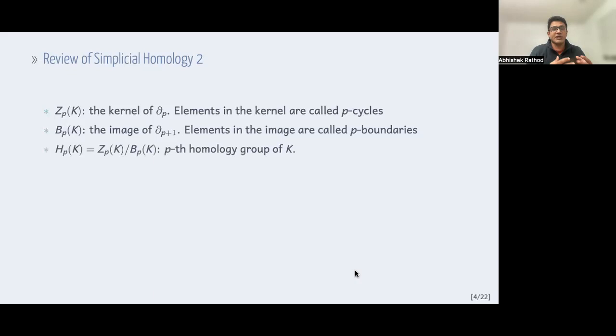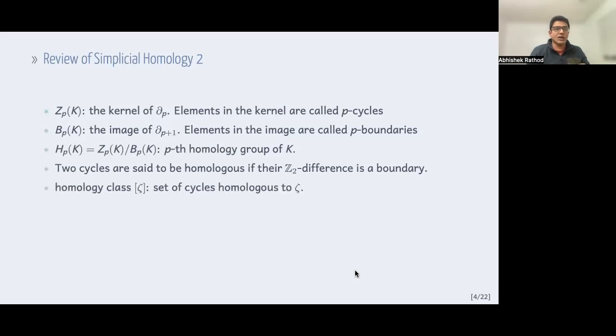The pth homology group of K is obtained by taking the quotient of Zp(K) by Bp(K). Moreover, two cycles are said to be homologous if their Z2 difference is a boundary. And the set of cycles homologous to a given cycle zeta is known as the homology class of zeta, and it's denoted by square bracket zeta. Finally, a cycle that is also a boundary is called a bounding or a trivial cycle, and a cycle that is not a boundary is called a non-bounding or a non-trivial cycle.